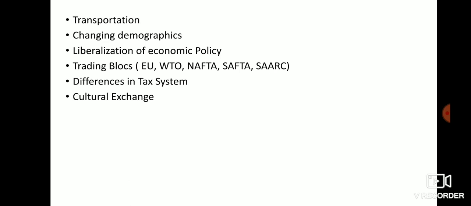Difference in the tax system also matters. There is something called repatriation. Repatriation means the profit which you earn in the foreign market, you cannot take completely to your home. You should keep some proportion of that profit in that particular foreign market itself. So the taxation system also matters, because this repatriation percentage will differ from one country to another.